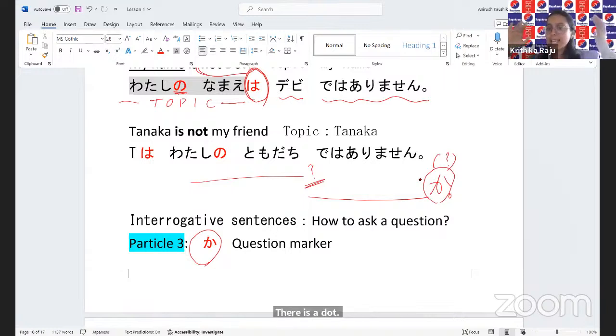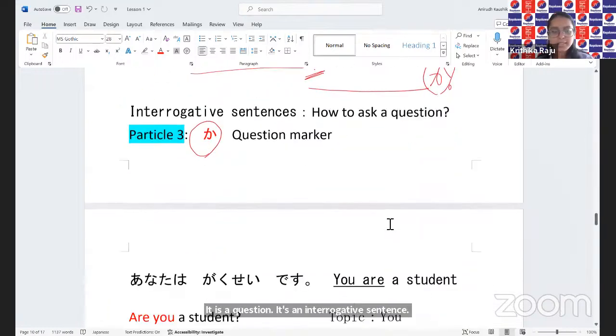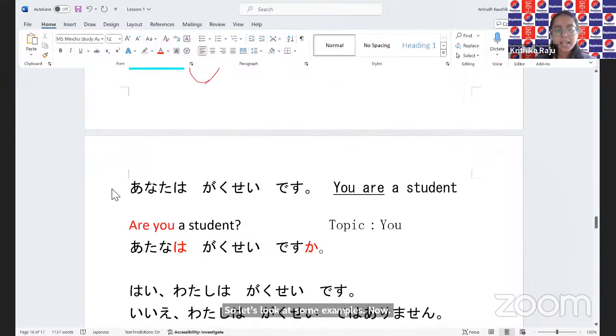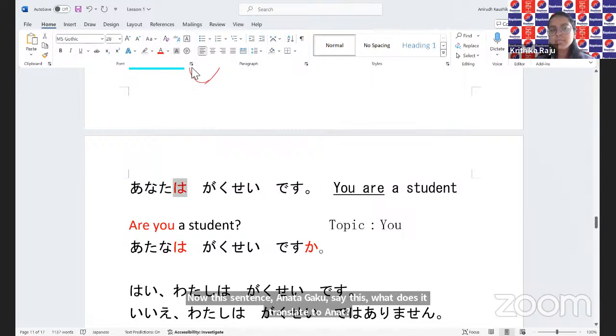So if a sentence ends with ka, it is a question. It's an interrogative sentence. So let's look at some examples now. Now this sentence, anata wa gakusei desu. What does it translate to?